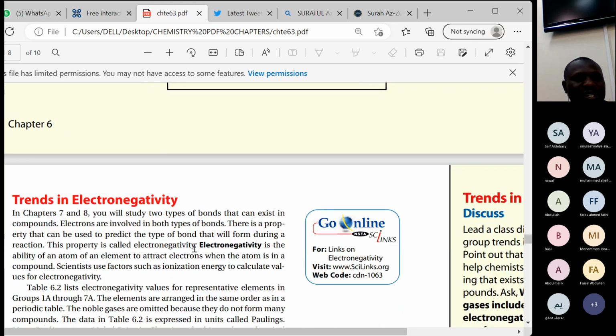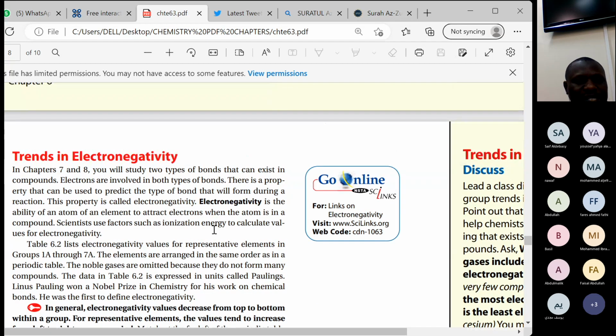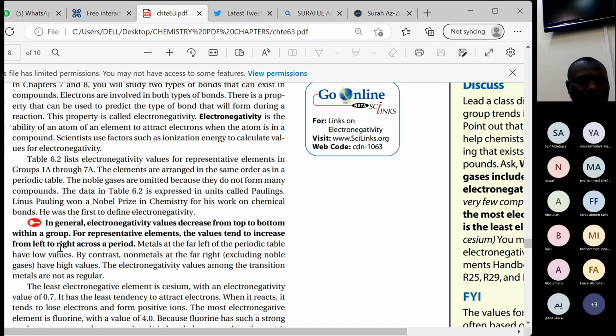Now, the last part is trends in electronegativity. Electronegativity is the ability of an atom of an element to attract electrons when the atom is in a compound. Now, this electronegativity is also affected by the size of the atom. When the atom is small, the electronegativity will be very strong. It will strongly attract electrons from another atom because of the nuclear force of attraction. The nuclear charge will be strong. When the atom is big, the nuclear charge will be weak. So it will be weak in attracting electrons.